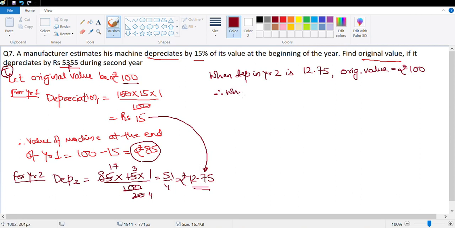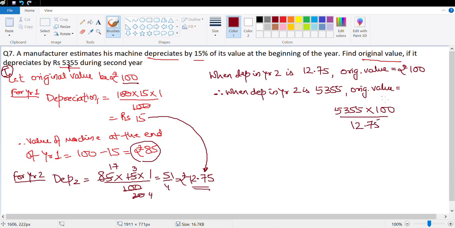Therefore, when depreciation in year 2 is 5355.55, original value will be equal to 5355 into 100 upon 12.75. Let's remove the decimal. So this would be 5355 into 100 upon 1275 multiplied with 100. To remove the decimal, I have multiplied it with 100. So let's divide this by what? 25. Okay, that's 25 into 4.